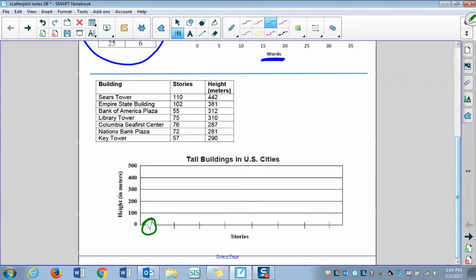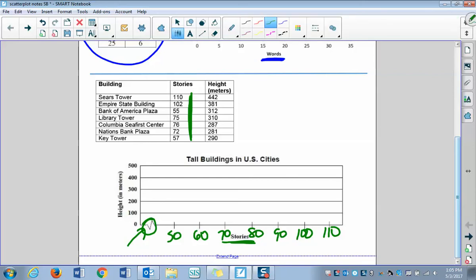So if you look for stories, our lowest one is 55. Our highest one is 110. So we should probably start around 50 or something, because otherwise we're going to run out of space. So we could go by 50, 60, 70, 80, 90, 100, and 110. We fit all of it. And again, that shows that we're not starting at 0, 1, 2. We're skipping.